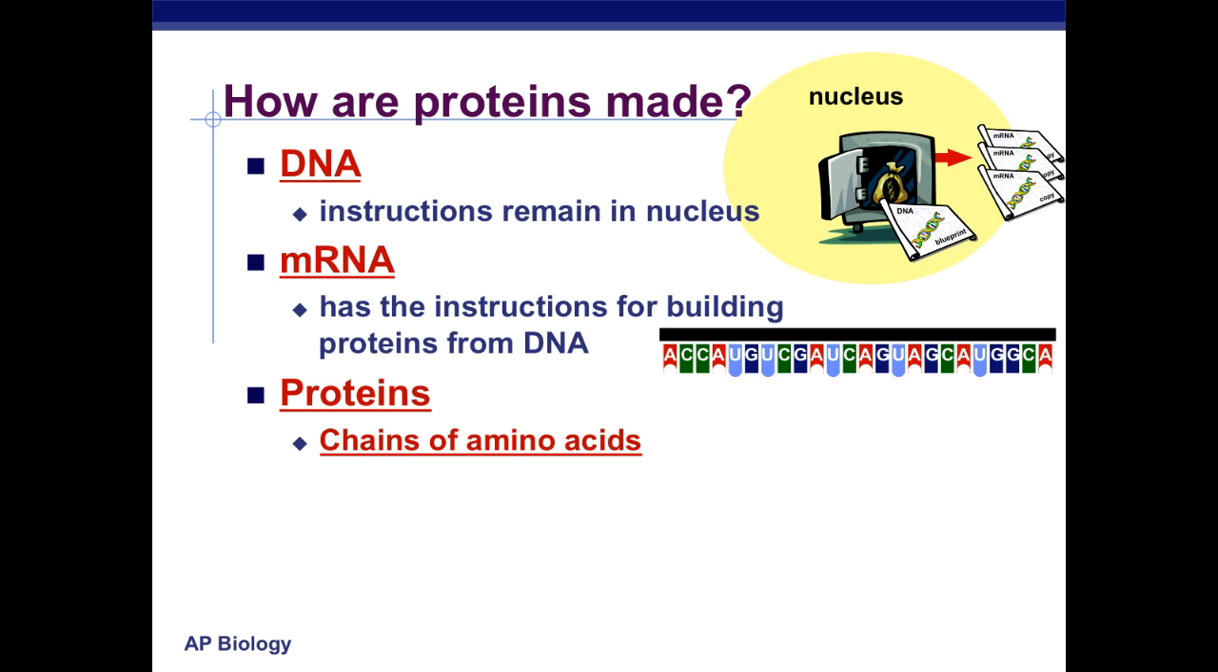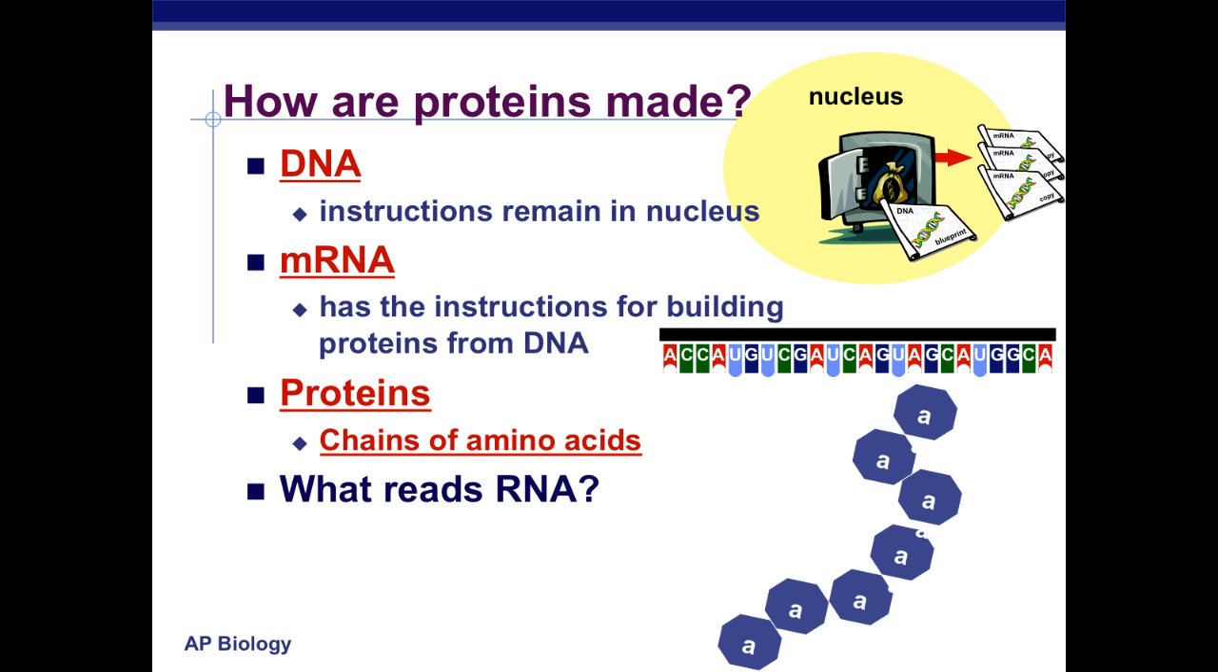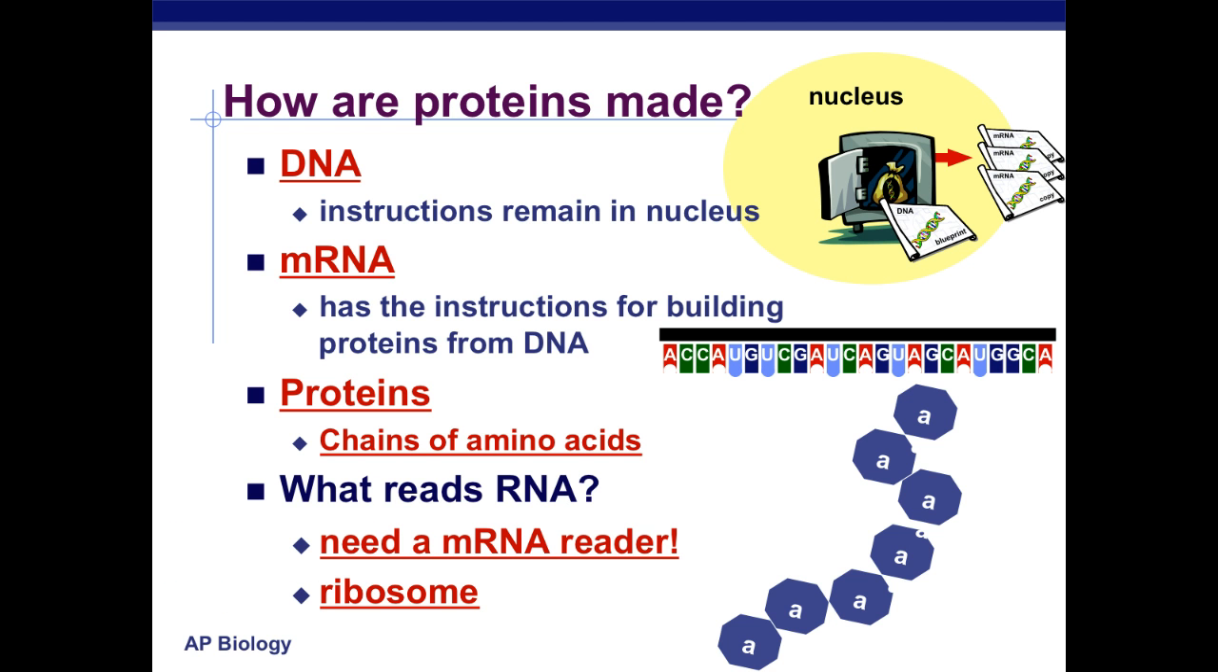Then we have our proteins, which make a chain of amino acids, and that chain of amino acids will make up a protein. But what reads our RNA? So we need an mRNA reader, which is the ribosome.